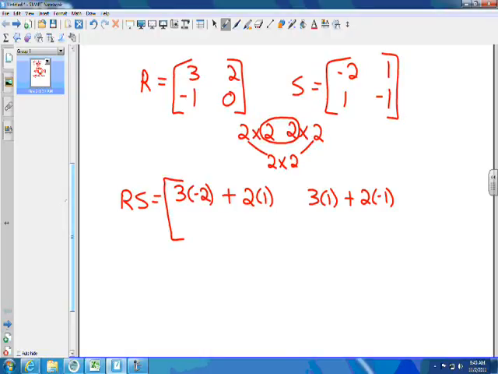And then you do the same thing with the bottom row. You take this row times this column, and the bottom row times the second column. So it would be negative 1 times negative 2 plus 0 times 1. And then the bottom row times this column. So negative 1 times 1 plus, what do we get for the last one? 0 times negative.